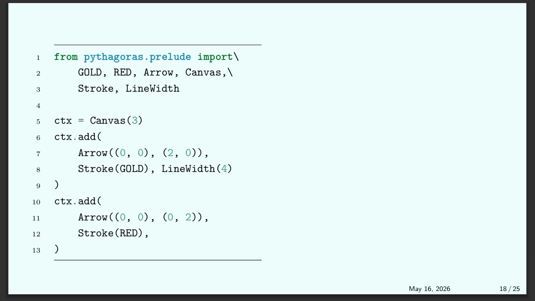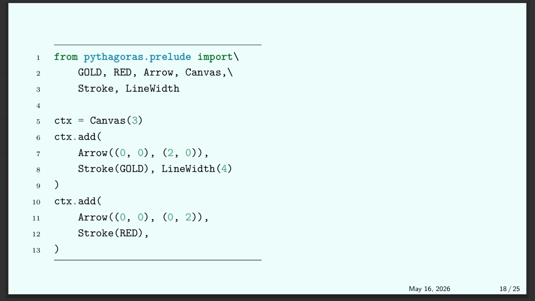Here's an example using arrows. We are going to use the colors gold and red. We're going to make an arrow colored gold, another red, so arrow class, canvas class, and we import stroke and line width. Line width is pretty self-explanatory, so I'm not going to go over it, but it's for the width of the line.